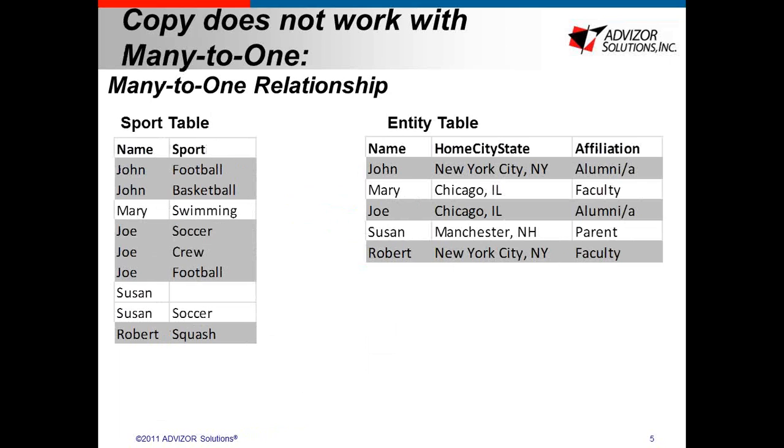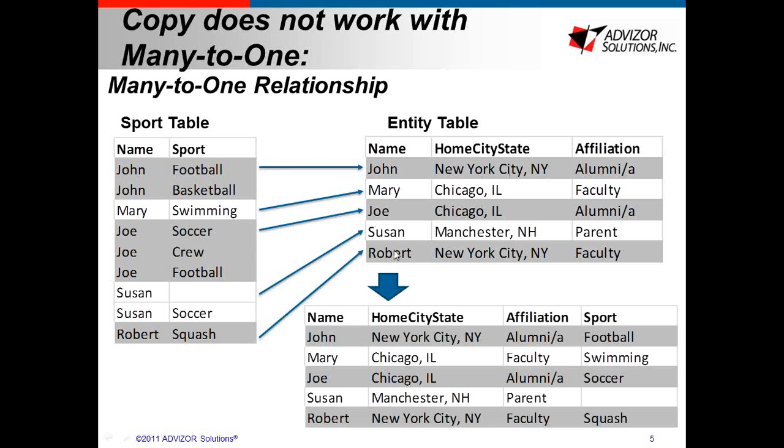So the next thing we're going to go over is what I just said about how you're not supposed to use a copy for a many-to-one relationship. As you can see, if you would do that in the software, if you were copying from the sport table to the entity table, it would just arbitrarily pick an entry. So you can see that, and this would be the result, and you can see that John only has football, and so you're missing a lot of information here that you want.